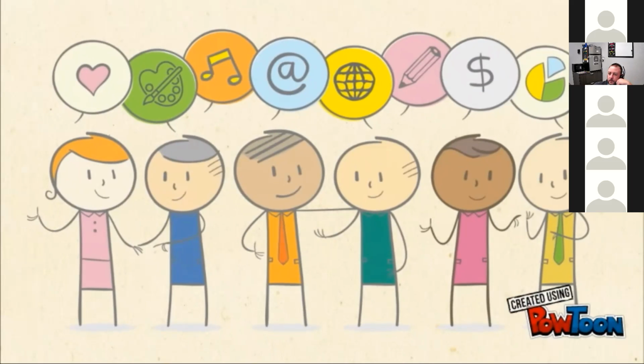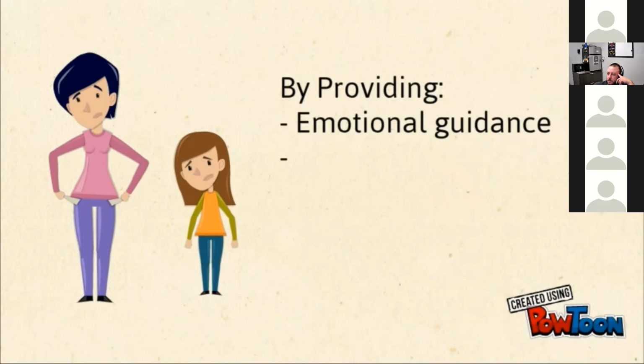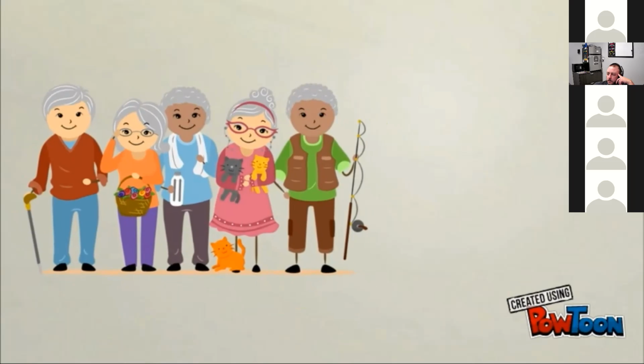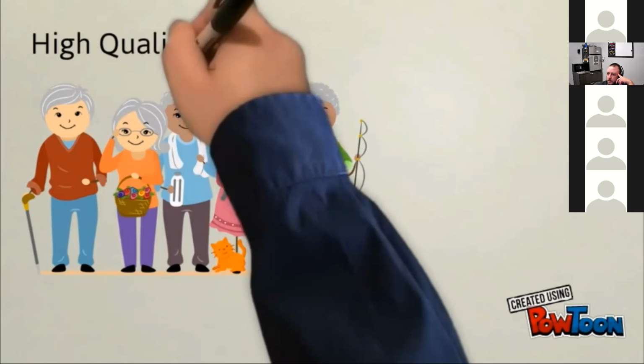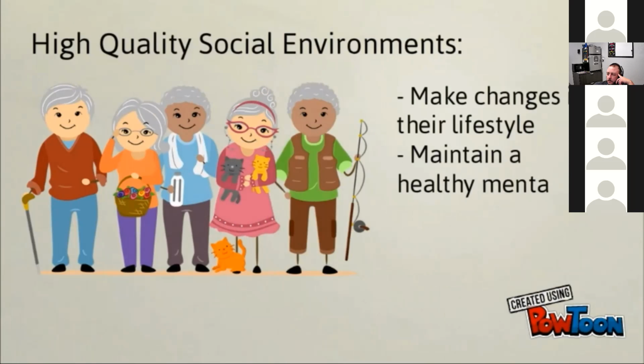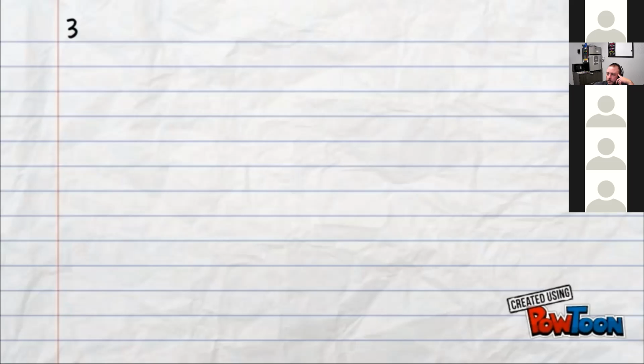Firstly, creating a more cohesive community can lead to greater feelings of empowerment, leading to improved health behaviors. Social support also helps individuals deal with hardships by providing emotional guidance, information, and other forms of assistance. Overall, high-quality social environments can inspire individuals to make changes in their lifestyle, to maintain a healthy mental state, and to overcome challenges presented by poverty.